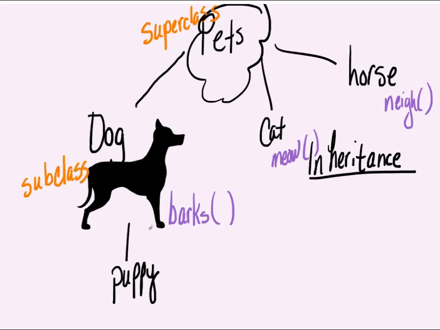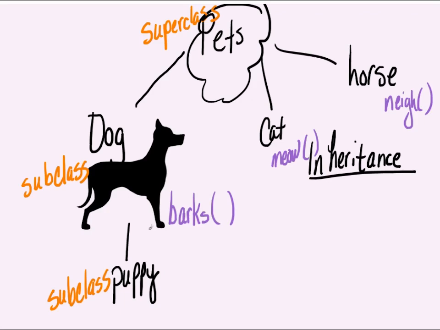And then so puppy is a subclass of dog, which is a subclass of pets. And dog is a superclass in relationship to puppy. So whoever your parent is, your superclass. Whoever your child is, your subclass. Now the rule is that in Java, a class can only have one parent.